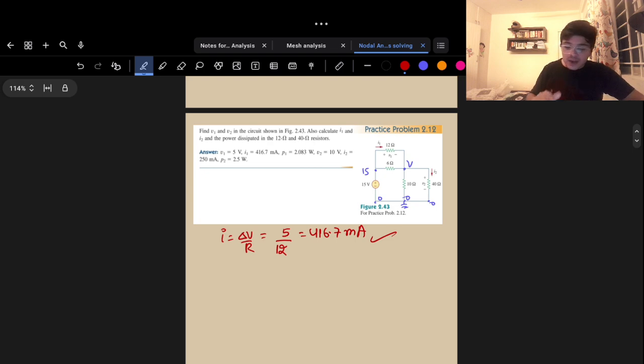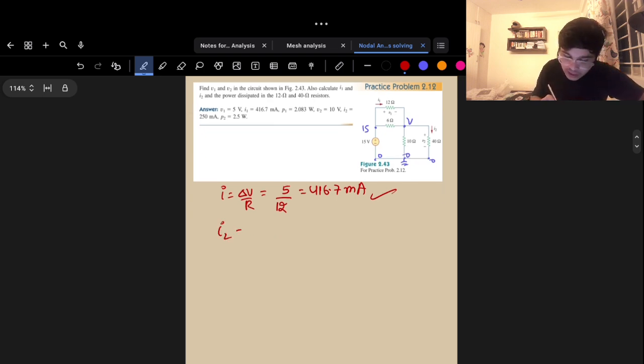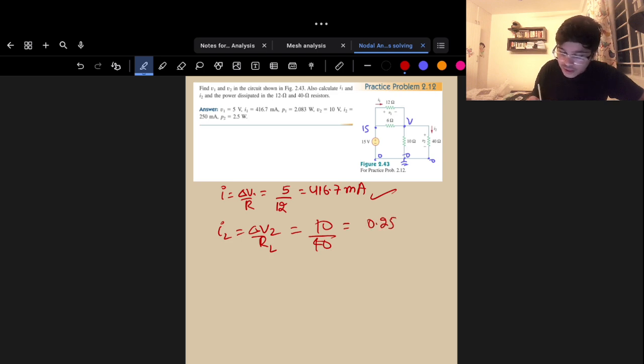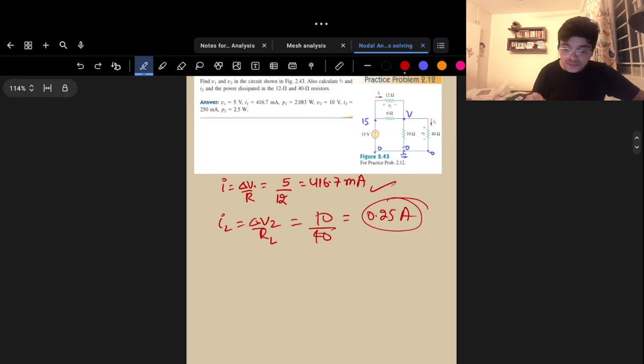All right. And now, similarly, I2 also you can calculate, that is delta V2 by R2, let's say, whatever, you understood my point. That will be 10 volts divided by 40 ohms, that will be my 0.25 amps. That is 250 milliamps that's given in this particular answer.